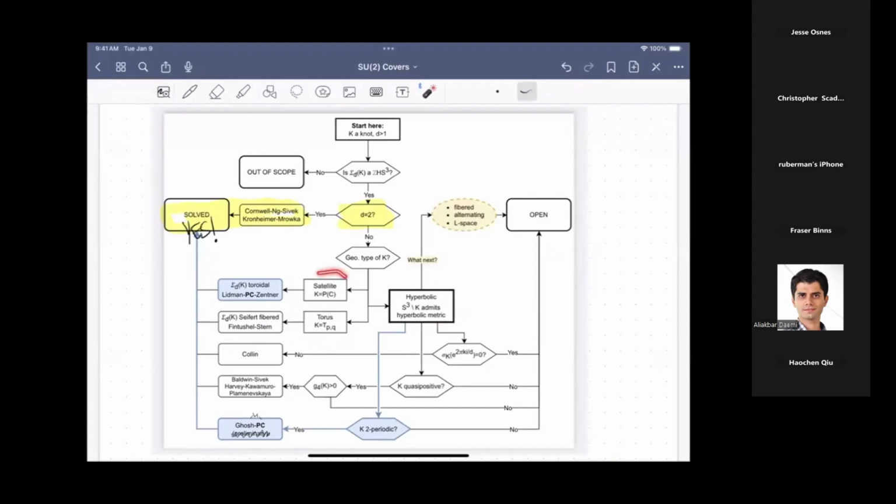If the knot is a satellite knot, then the branched covers are going to be toroidal, meaning they admit a separating torus that is not compressible. And so work with Ty Lidman and Raphael Zentner shows that in that case, they also admit representations. I should also say that there's a proof by Baldwin and Sivek of this same fact. So two different proofs.